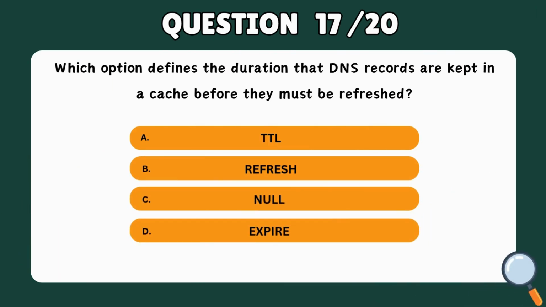Question 17. Which option defines the duration that DNS records are kept in a cache before they must be refreshed? A. TTL. B. Refresh. C. Null. D. Expire. Correct answer: A. TTL.